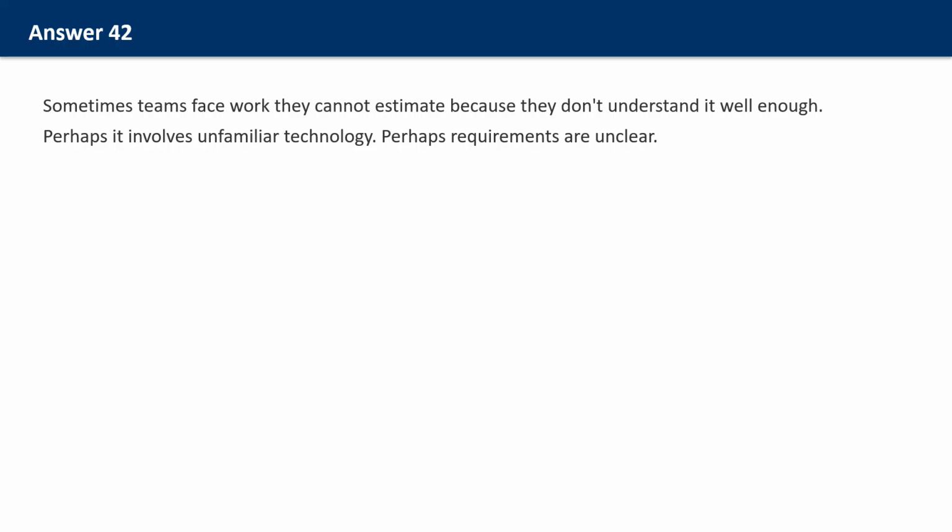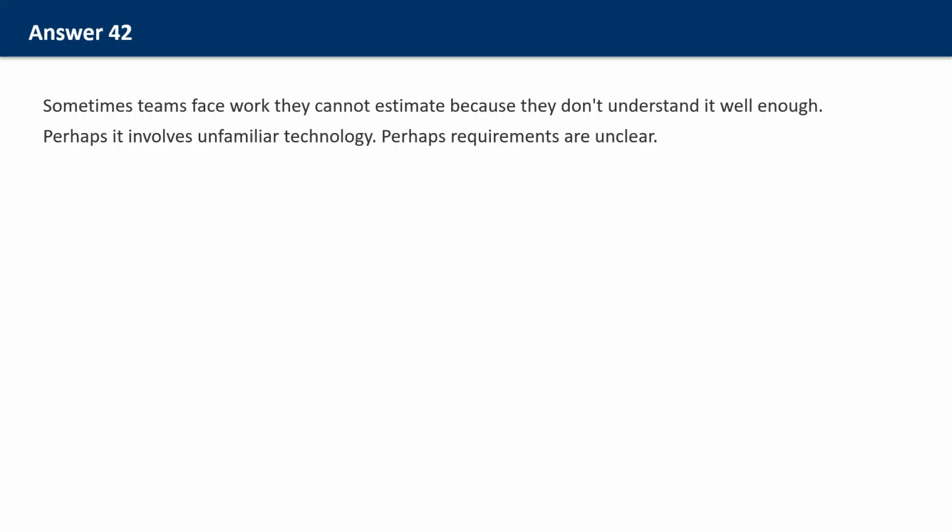Spikes have several important characteristics. They are time-boxed. You don't spike until you feel ready. You spike for a fixed period and then assess what you've learned. This prevents research from expanding indefinitely. The output is knowledge, not deliverables. A spike might produce a prototype, but the prototype isn't the goal. Understanding is the goal. The prototype might be thrown away once the learning is captured.